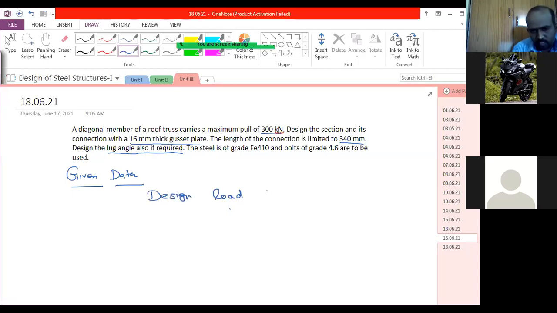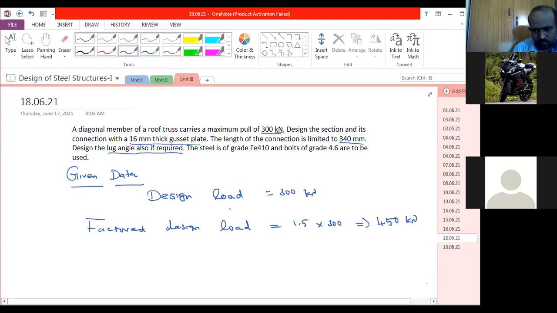So I will write what the given data is: 300 kN. Is it factored or not? Please understand, if it is not factored, you have to do the factorization. So now I will write here the factored design load. The factored design load is 1.5 times 300, so that is equal to 450 kN.